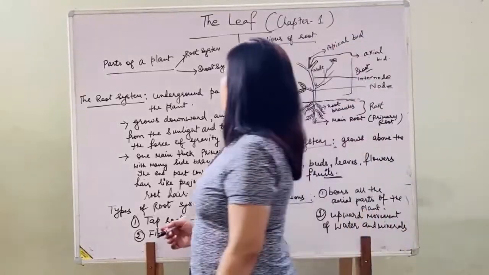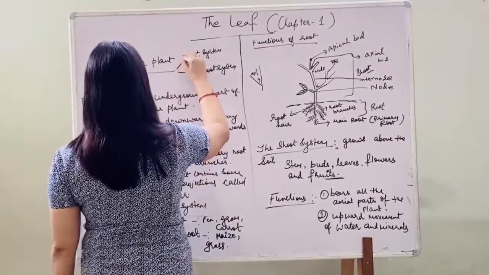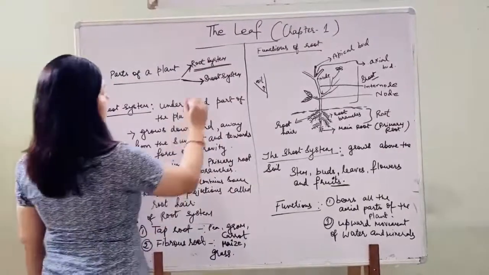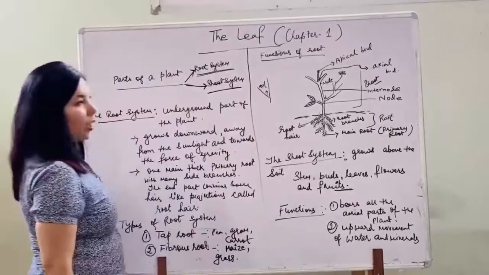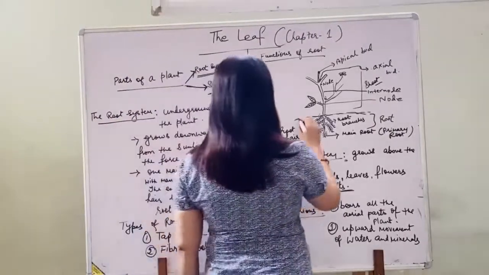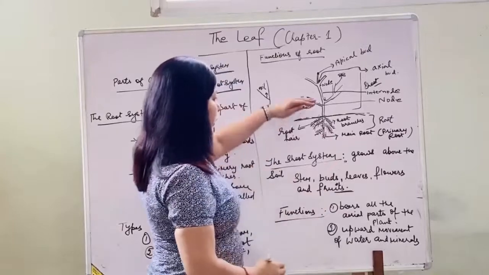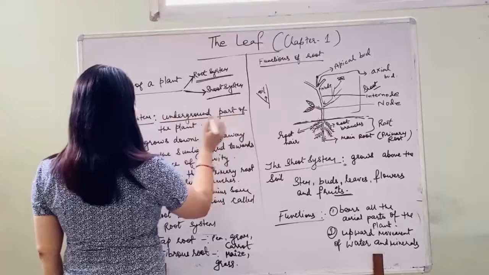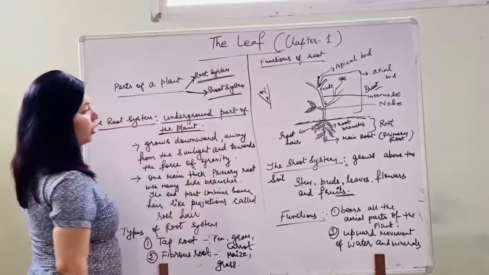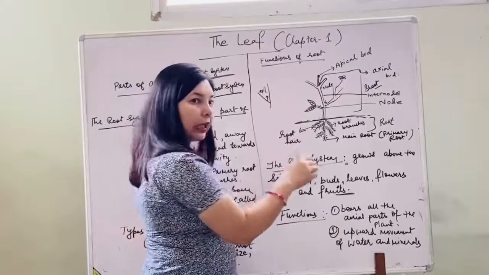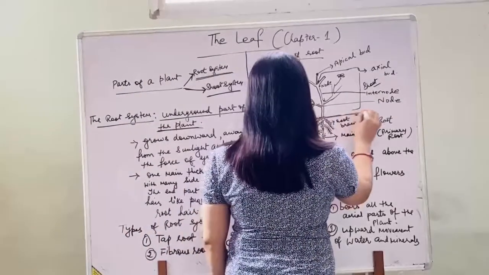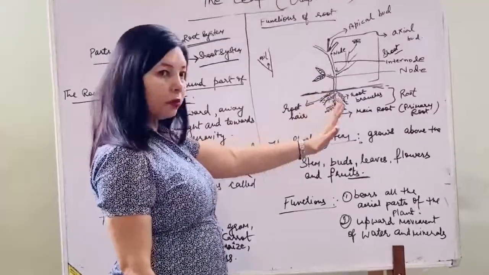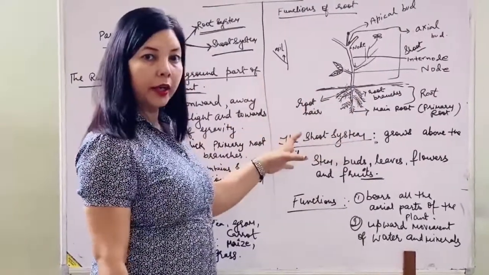So students, there are two different parts of a plant. First is the root system and the second is the shoot system. So you must have seen that there is a part of the plant which is under the ground. So we can say that the part of the plant that lies under the ground that grows towards gravity is the root system. So root system includes main root, it includes side roots, it includes root hair.